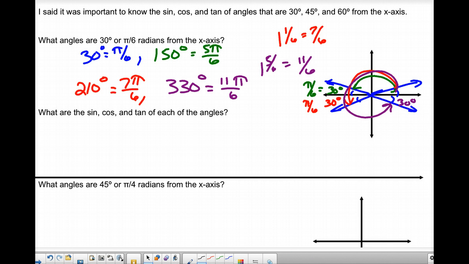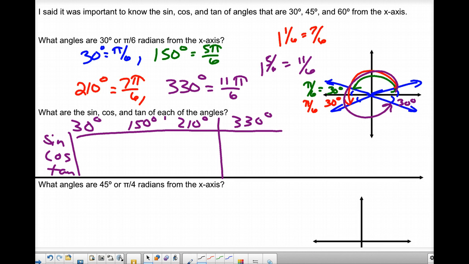What's special about those angles? I'll just write the degree measures. So I got 30, 150, 210, 330. What's special about these angles? The sines, cosines, and tangents have the same absolute value. That's what's special.